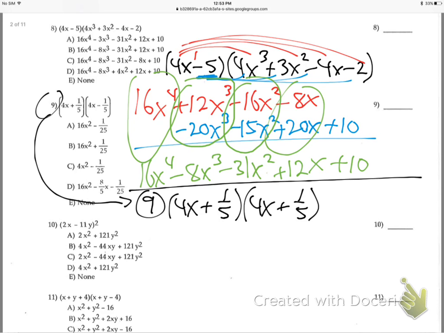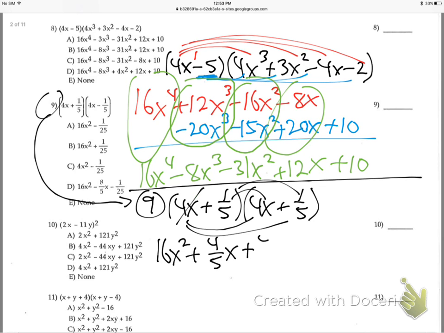To the top, huh? Because it's 4 over 1, really. So just keep that in mind. Whole numbers, when they hit a fraction, they go to the top, don't they? All right, so here we go. So 4x goes to both. 16x squared plus 4/5 x. He's done. And the 1/5 goes to both.